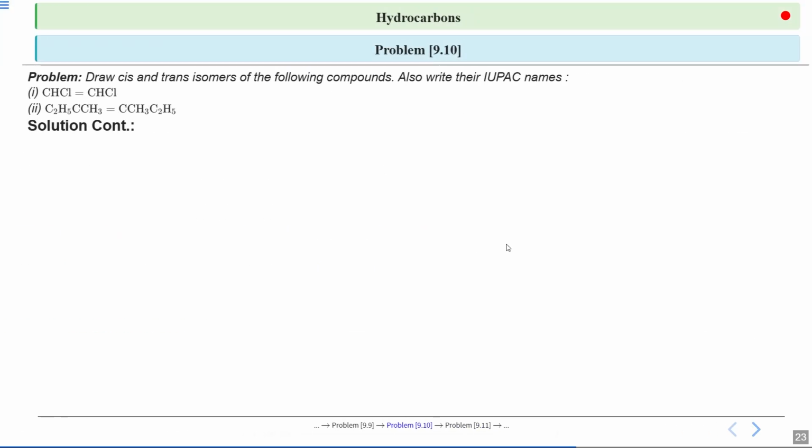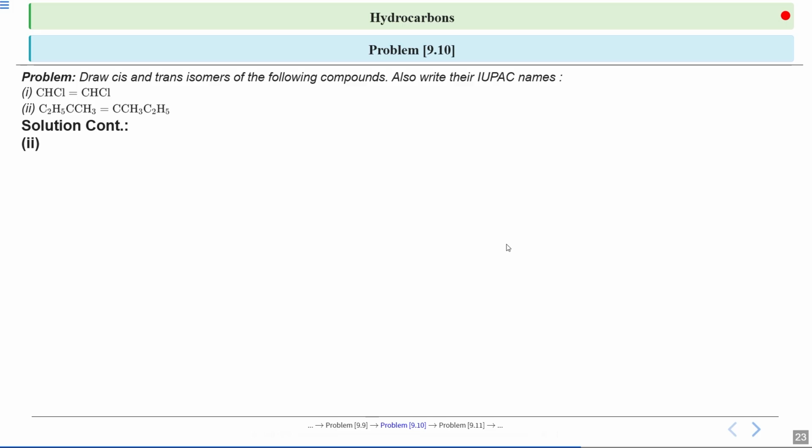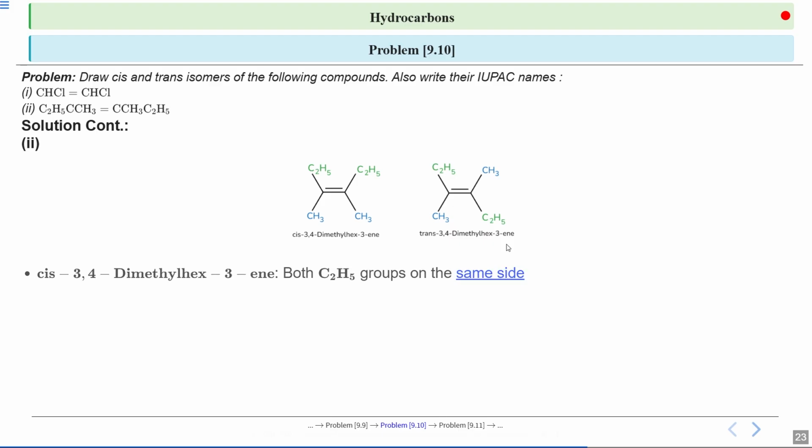Continuing further, now we are moving on to the second compound, which is C2H5CCH3=CCH3C2H5, for which we will explore the cis and trans isomers. Remember, the arrangement of groups around the double bond determines whether it is a cis or trans isomer. Here we have an image that visually represents the cis and trans isomers of the second compound. Take a moment to observe how the groups are arranged around the double bond in each isomer. This visual will help us to understand the structural difference between the two isomers.